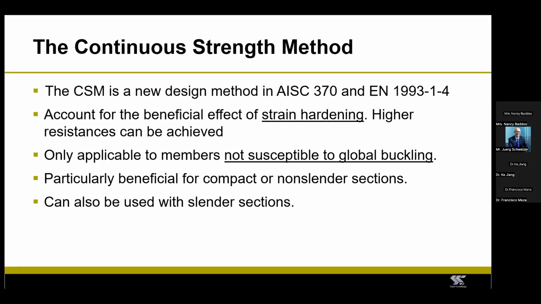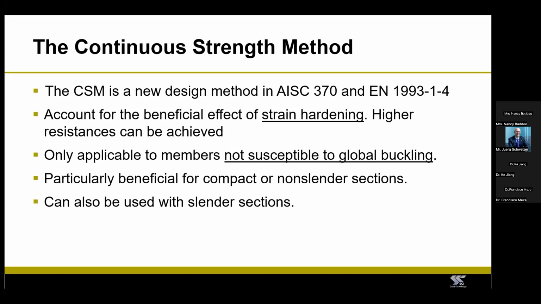Now, one important thing about this method is that when you use it, you need to be aware that it is only applicable for members that are not susceptible to global buckling. So for columns, that means that the resistance is not governed by flexural buckling, torsional buckling, or flexural torsional buckling. And for beams, the strength is not reduced due to lateral torsional buckling. So this implies that your columns or beams will have to have a sufficient amount of bracing to prevent the global instabilities.